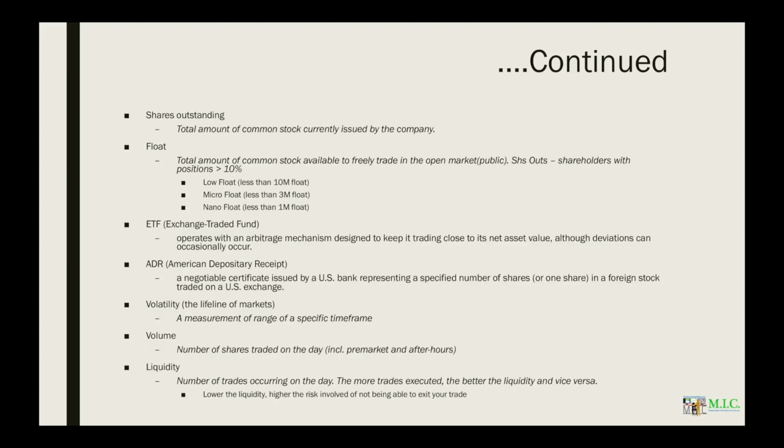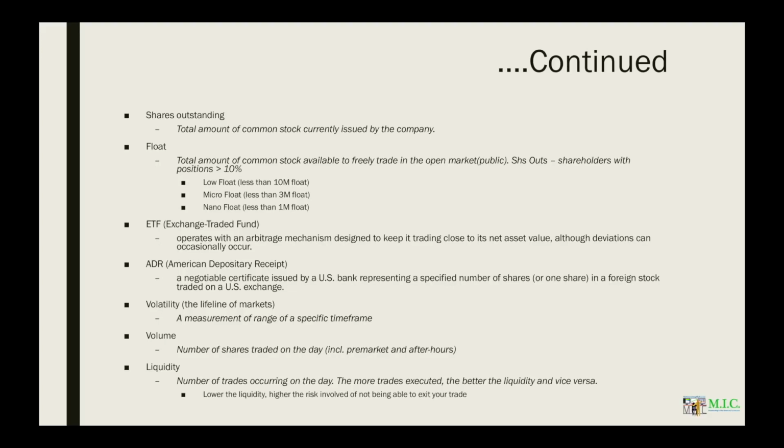Volatility. This is the lifeline, the bloodline to the markets. This is a measurement of range of a specific time frame, which can simply just be the high minus the low. Volatility is always a positive number, but you can also define it as maybe day's range, all kinds of different things such as beta and so on. But volatility is the lifeline. It is the heartbeat of the markets. Without volatility, there are very few trading opportunities.